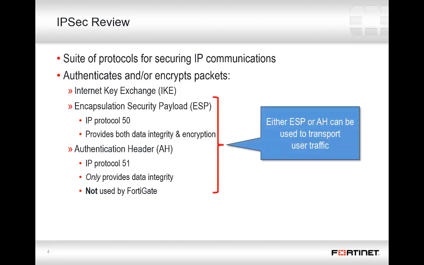Each tunnel uses either ESP or AH to act as the transport for the packet payload. However, FortiGate and most other vendors' IPSec devices only use ESP, not AH. This is because, in practice, people who make the effort to deploy a VPN want not just data integrity, but privacy.